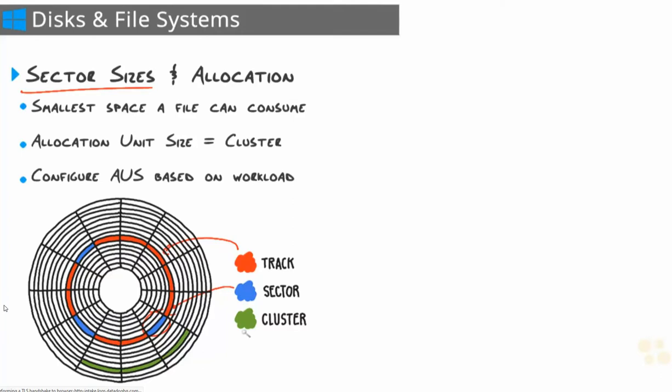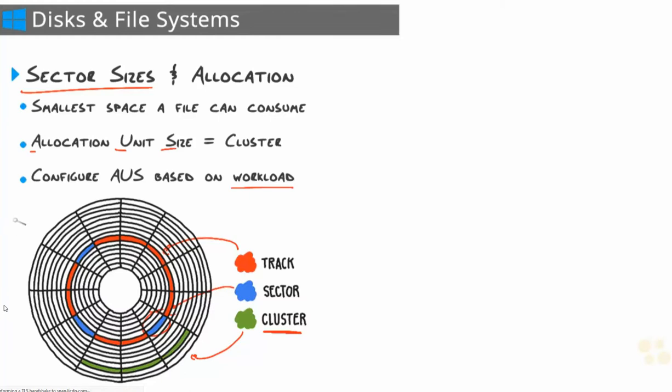Now, a contiguous section of these sectors is known as a cluster or block. In Windows, that term is known as an allocation unit size, or an AUS. And this is the smallest amount of space that Windows can allocate on disk for a file. Now, this is important because we can configure this value via the allocation unit size when we format a disk. And we're going to want to do that based on the size and type of data that is hitting our volumes. It really comes down to a balancing act between storage space, wasted storage space, and performance.